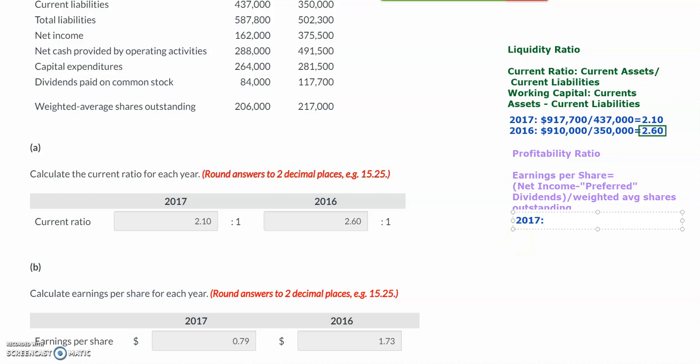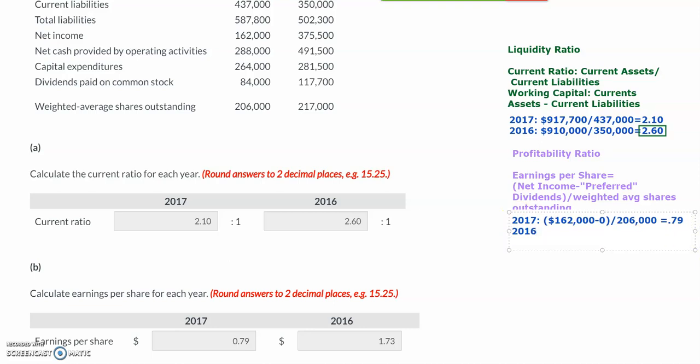So we're going to get our net income from the income statement typically. So in this example, it's $162,000, and there's no preferred dividends. I see dividends paid on common stock, but no preferred dividends. And then I'm going to divide that by our weighted average shares outstanding. In this problem, it's given to us. So when you do the math, you'll end up with 0.79. Make sure you round to the number of decimal points that Wiley indicates in the problem.